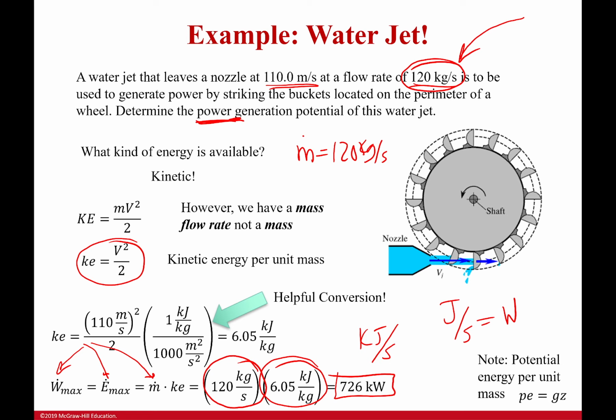Just going through this one more time, we had kinetic energy because it gave us a velocity up here. Since it gave us a mass flow rate, we had to calculate the kinetic energy per unit mass, which is why we use this equation. And by multiplying our mass flow rate by our kinetic energy per unit mass, we were able to get our power output. And this is a maximum. In real life, you would not be able to get 100% of this energy out of it. It would not be perfectly efficient, but it's still pretty cool regardless.